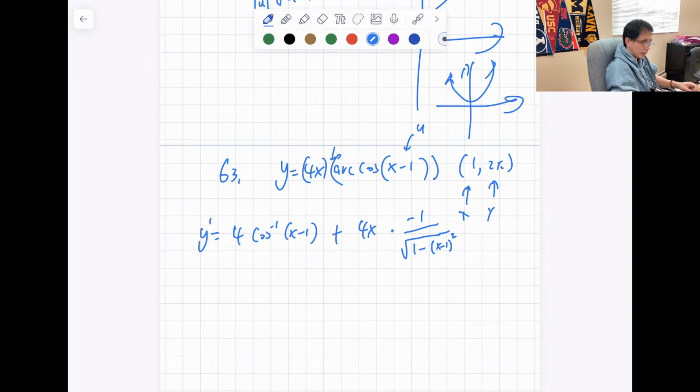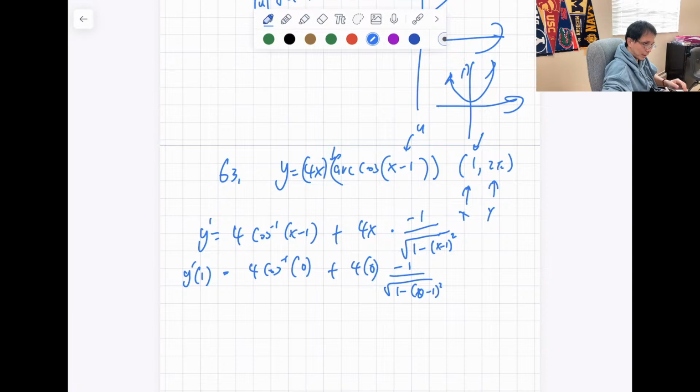Okay, good. So now I'm gonna plug in 1, because I don't need to worry about simplification, because my whole idea is to find slope. Is that okay? So I'm gonna say y prime of 1. That means 4 cosine inverse of 0 plus 4 times 0, which is nice. I don't really care about what happened here because the whole thing is equal to 0, right? And what's cosine inverse of 0? It's pi over 2?